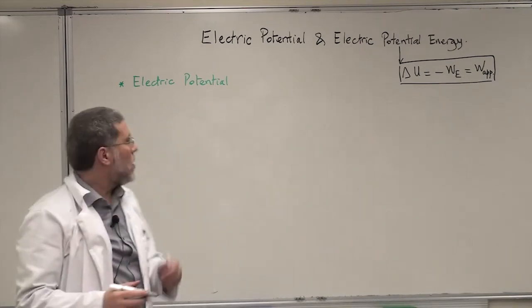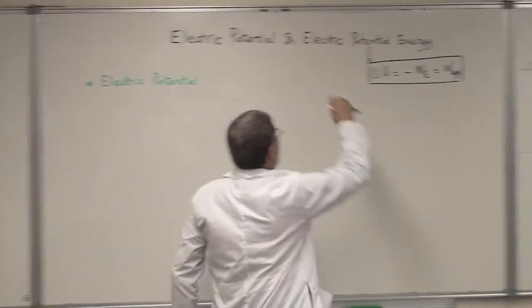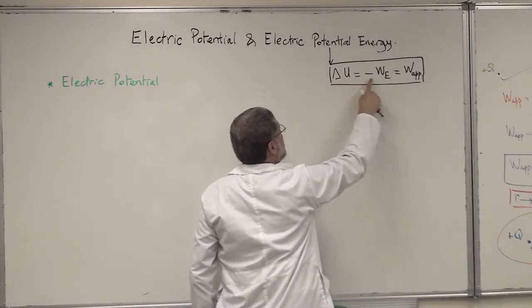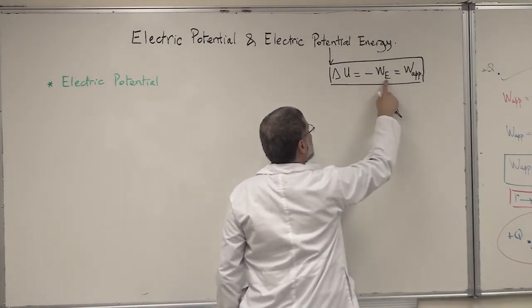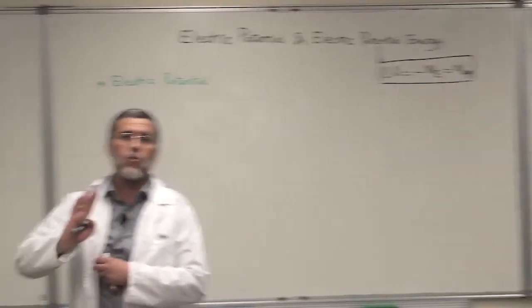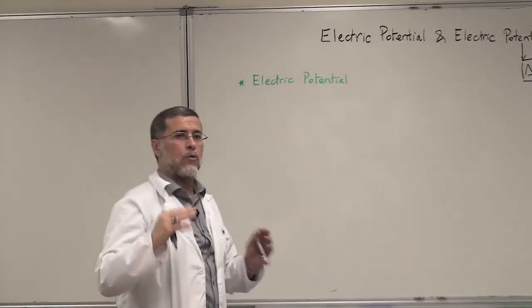Okay, so in summary, the change in electric potential energy is equal to minus the work done by the electric force, which equals the work done by the applied force. This is an important concept that you have to remember and memorize, and know how to use.